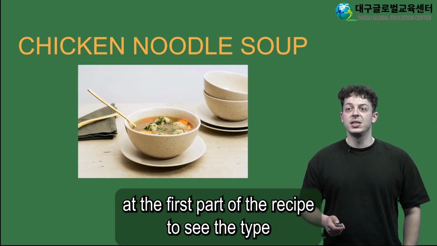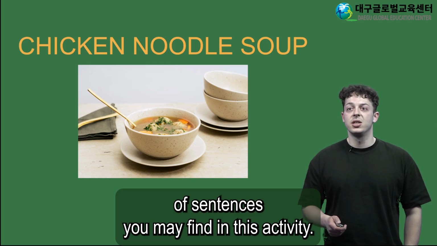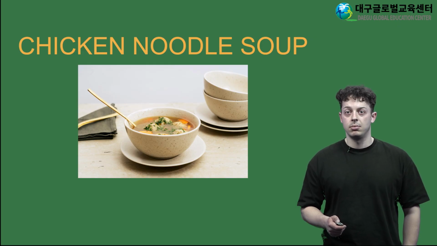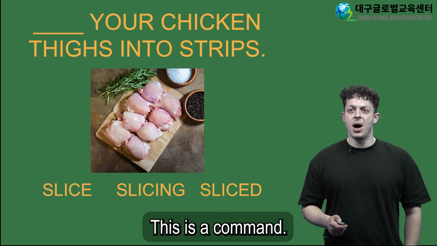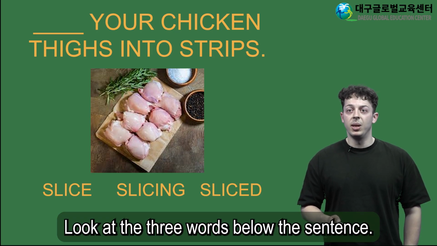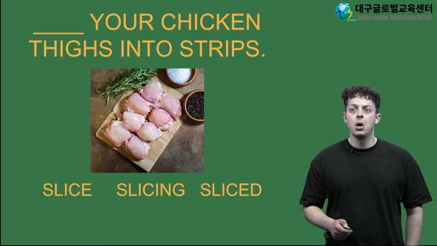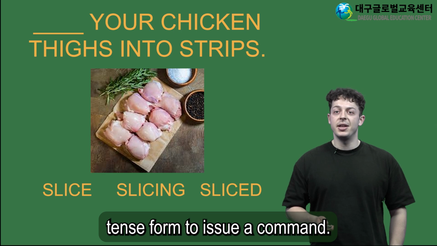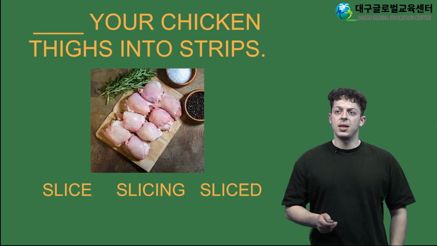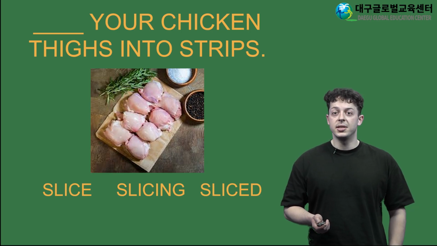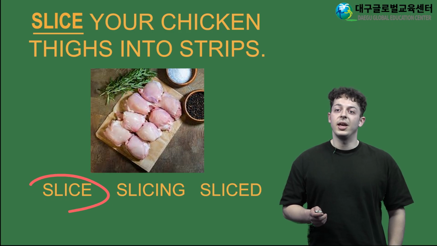Let's look at the first part of the recipe to see the type of sentences you may find in this activity. This is a command. Look at the 3 words below the sentence. Which word goes into the blank space? Remember, we need the present tense form to issue a command. Is the answer slice, slicing, or sliced? It's slice. The completed sentence is, slice your chicken thighs into strips.